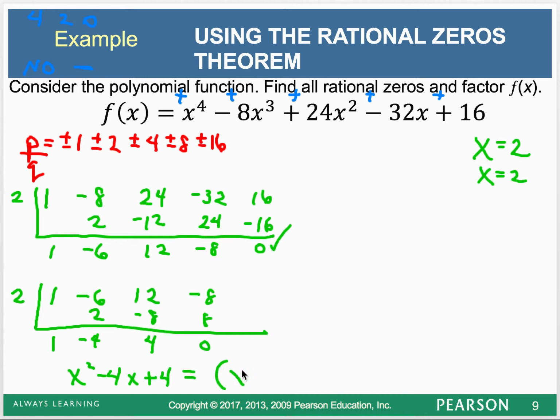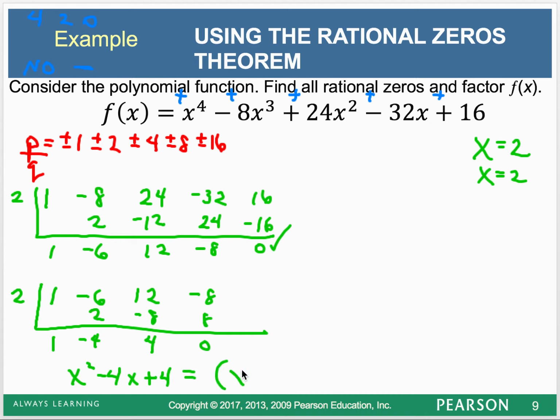All right, let's just try 1. 1 times 1 is 1. 1 times negative 5. 1 times 9. 1 times negative 11. And 1 times 13 isn't 16, so it's not 1. We don't have to try negative 1, thanks to Descartes.